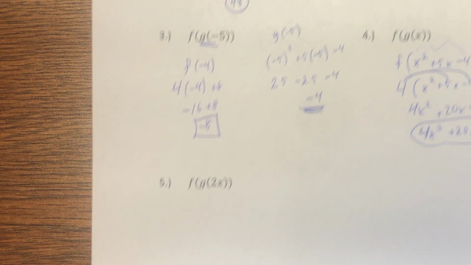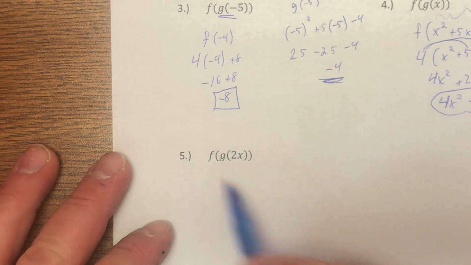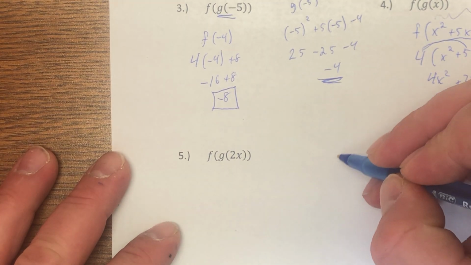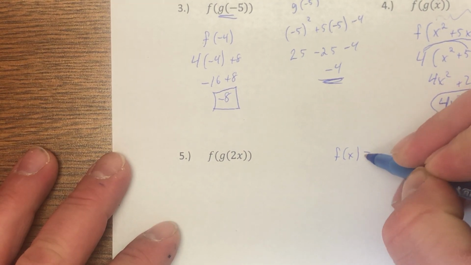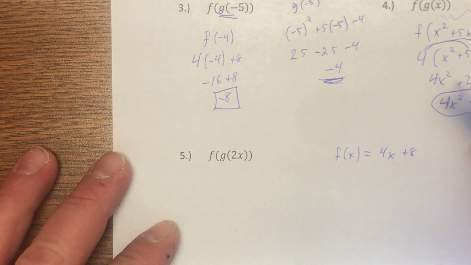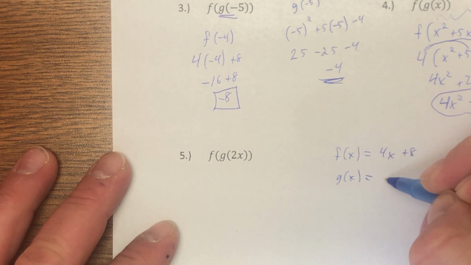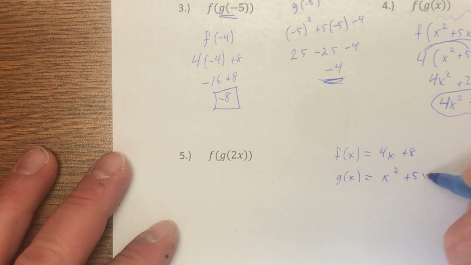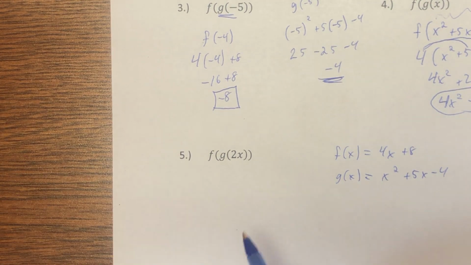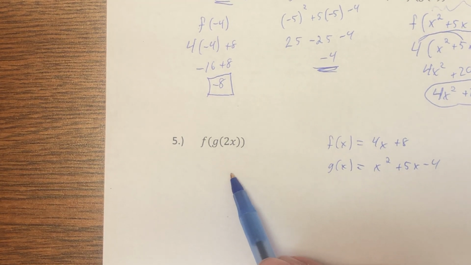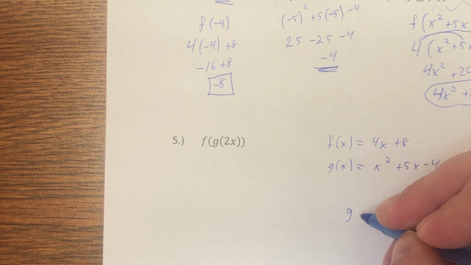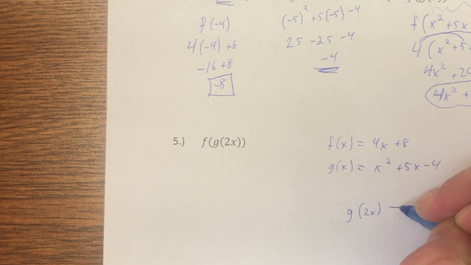All right, the last one gets a little more complicated yet. Here I want to evaluate f of g of 2x. Okay, we can't see what f of x and g of x are, so I'm going to rewrite them down here in case you don't have them handy to see. All right, so I want to do f of g of 2x. So what I'm going to do is evaluate g of 2x first.